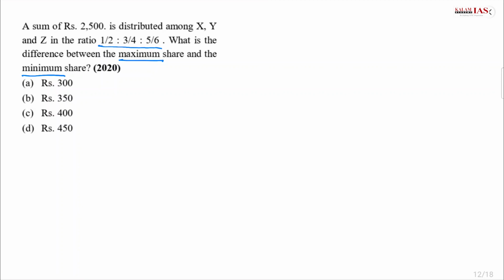Let's solve this question. It is given that a sum of rupees 2,500 is distributed among x, y, z. So there are 3 people x, y, z who have distributed the money in the ratio 1/2 : 3/4 : 5/6. Now whenever the ratios are given in terms of fractions, we simply multiply them with their LCM so as to simplify these proportions.